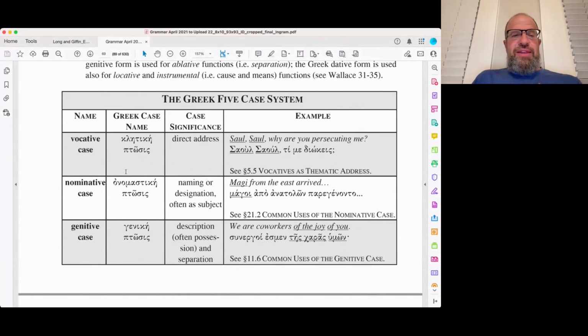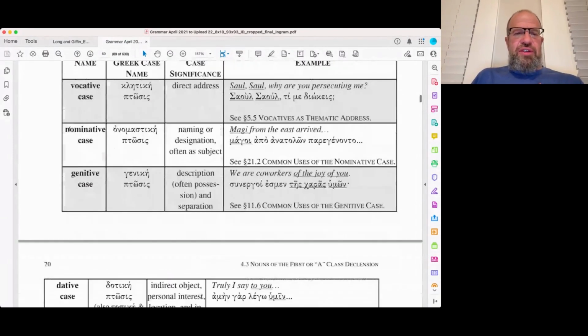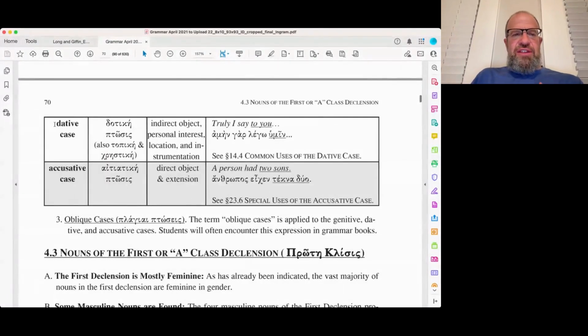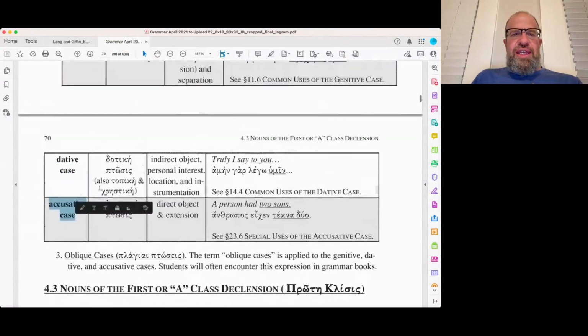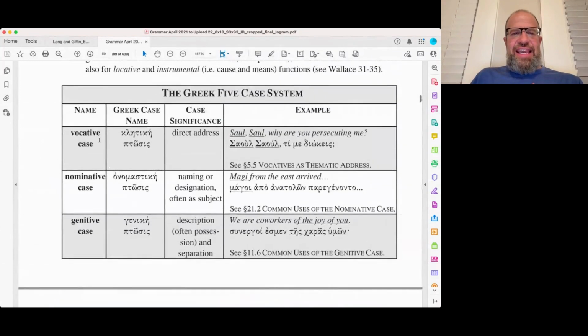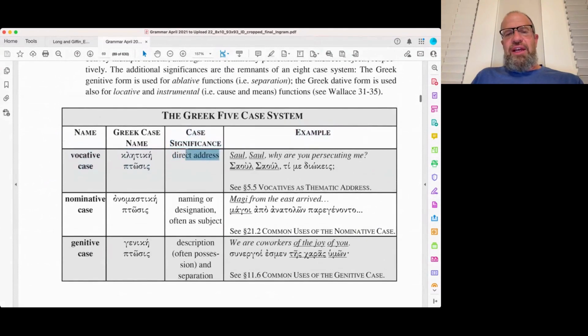So we've been looking at the nominative case, which is the subject case, the genitive case, a case of description, the dative case, the case of indirect object and some other things, and the accusative case. And so we're looking at the last case, which is called the kleitike ptosis, the vocative case. Now, the vocative case is a case of direct address.